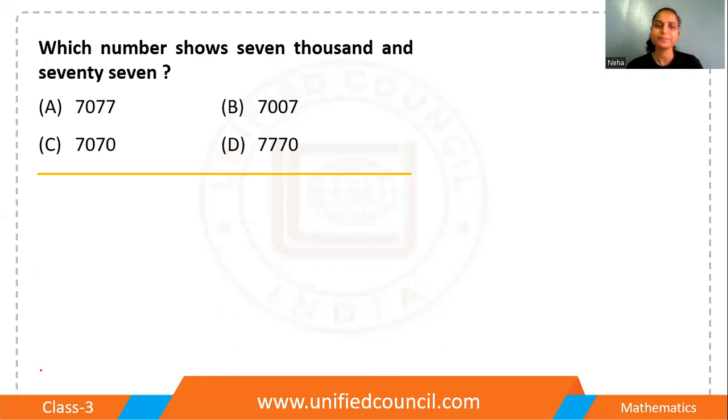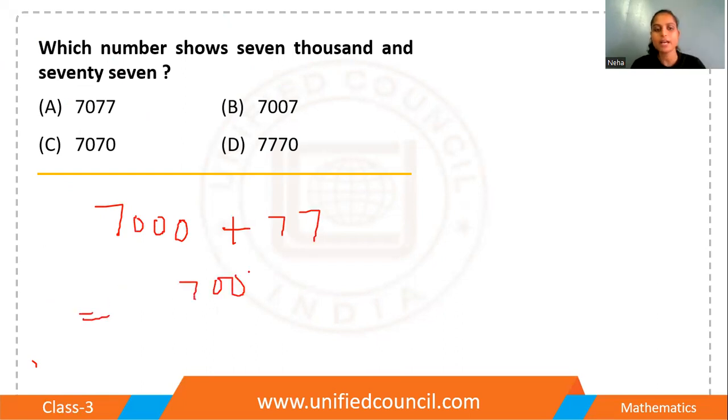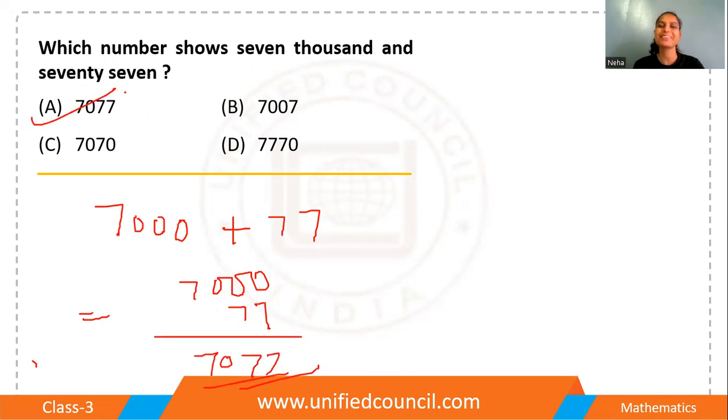The next one. Which number shows 7,000 and 77? Okay, so 7,000 and 77. When I add these two numbers, what will it be? 7,077. So this is 7,077. This is the right answer. Option A is the correct answer.